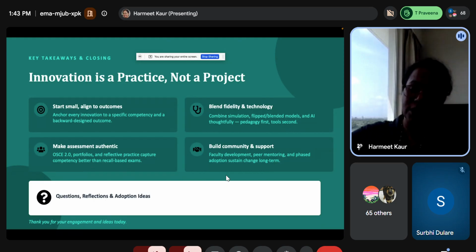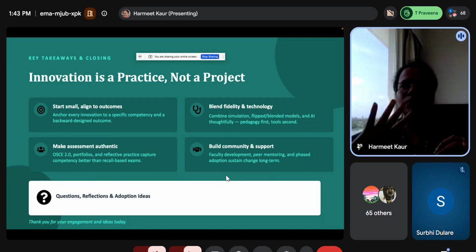Then that person should be discussing with another person, so that a community is formed where everybody really wants to come forward to utilize at least one innovation, so that we can have some long-term change in our nursing education in India. So that's all from my side. If you have any questions or reflections, please share with me.